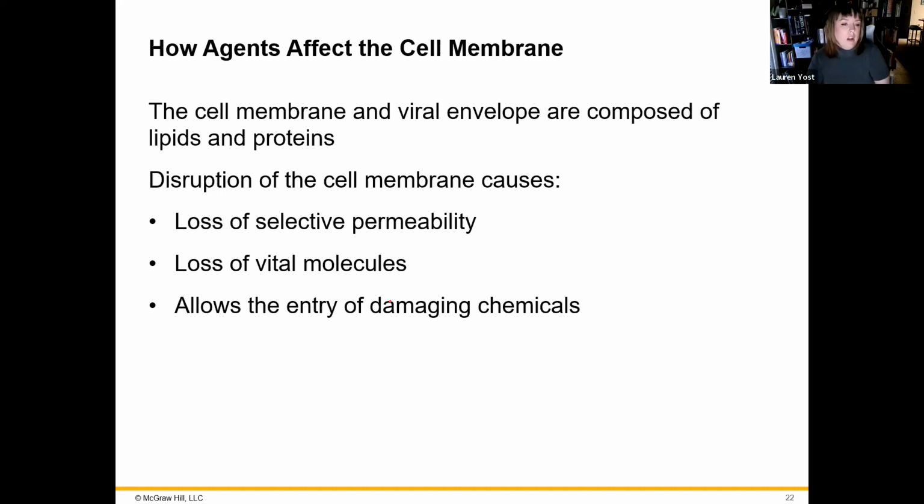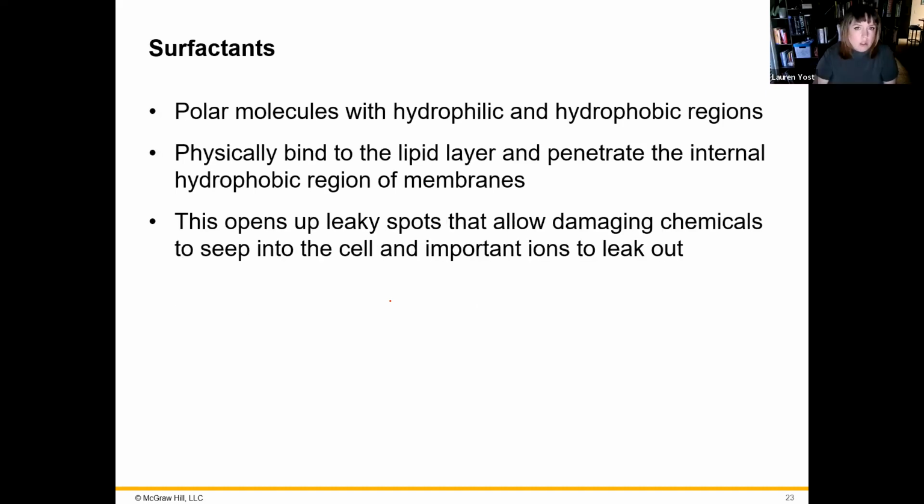Disrupting the cell membrane. So if we can affect the actual cell membrane and break into the phospholipid bilayer, that can cause loss of that selective permeability. Now things can move in and out of the cell uncontrolled. We'll have loss of vital molecules from within the cell leaking out, and this will allow entry of damaging chemicals that could be more harmful than even that substance that's allowing us to get in.